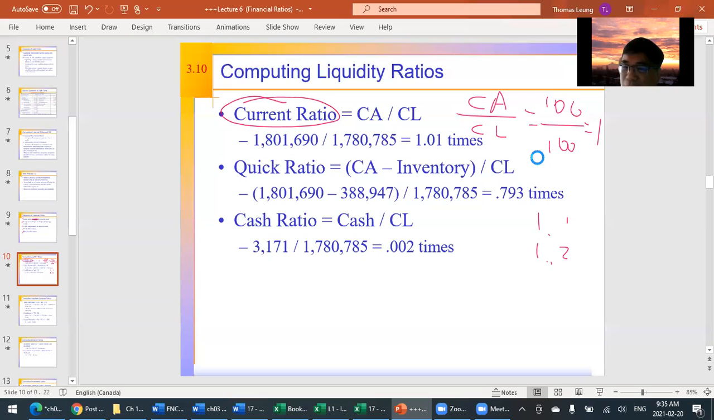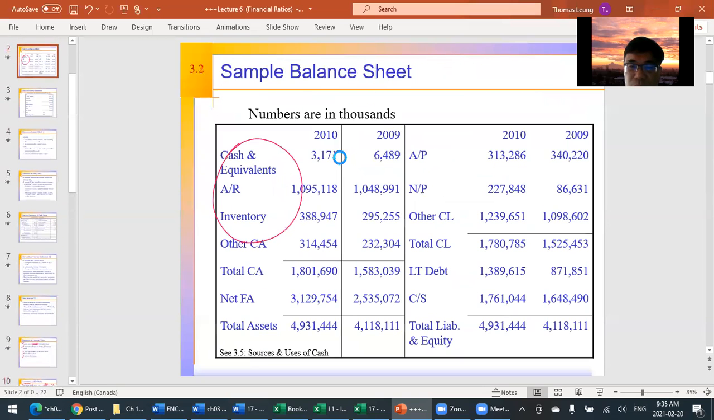Now I want to remind you that we will never go to the extremes. Sometimes you might say, okay, 10 times is better. It's not true. Because if you have too much current assets, meaning you have too much cash, too much AR, too much inventory, therefore the ratio is 10. If the ratio is 10, it means that the current assets is very big.